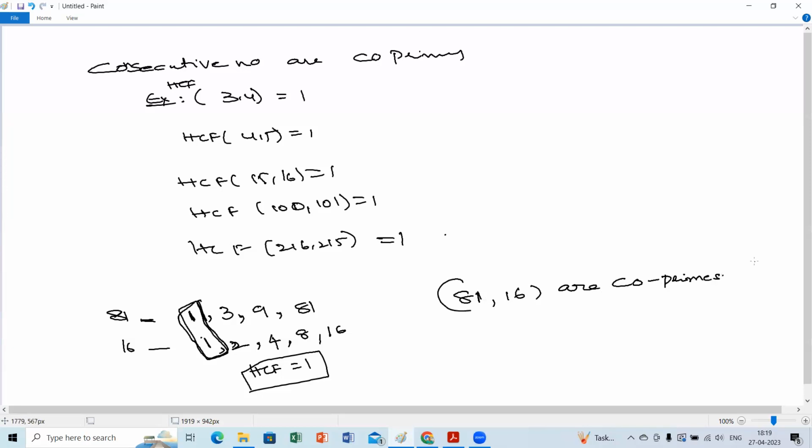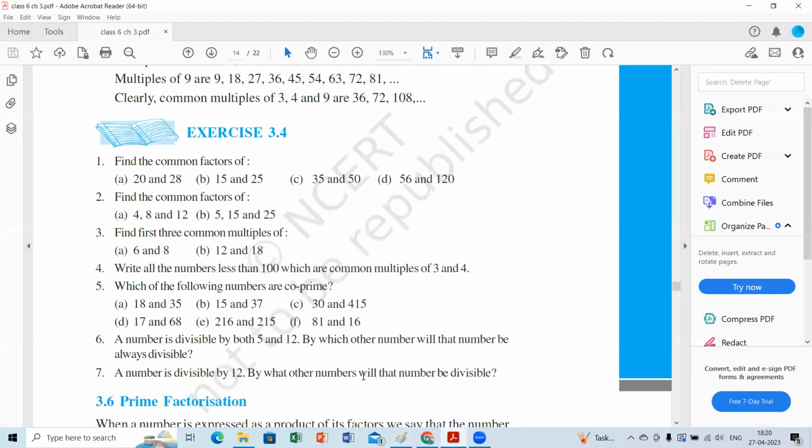Don't confuse co-primes and prime numbers, children. Co-primes are different, prime numbers are different. Now go to question number 6, please. Advika, read question number 6.